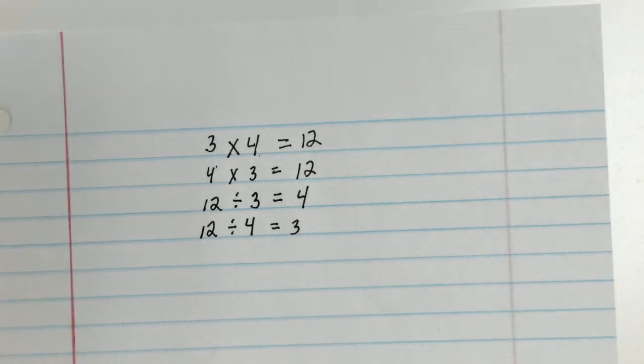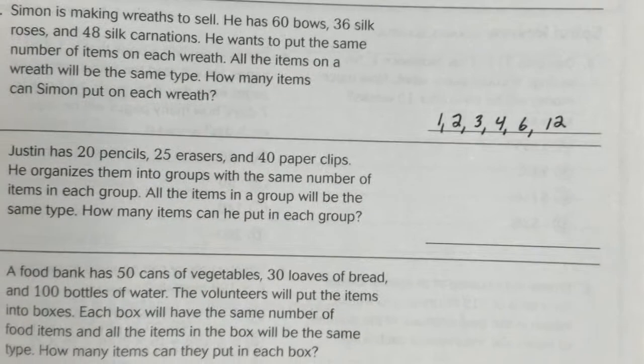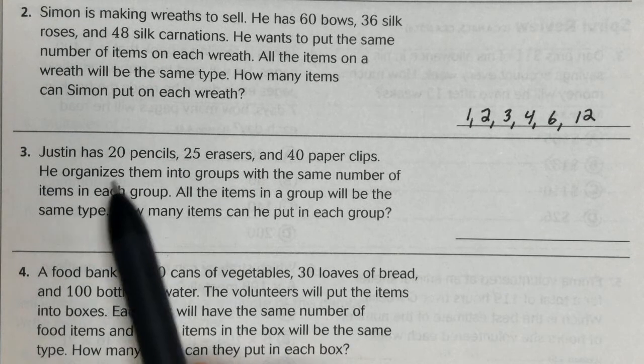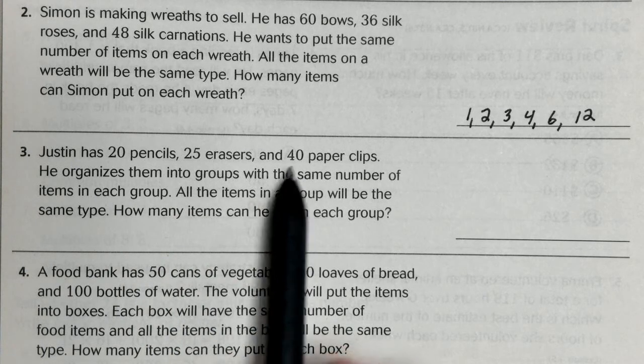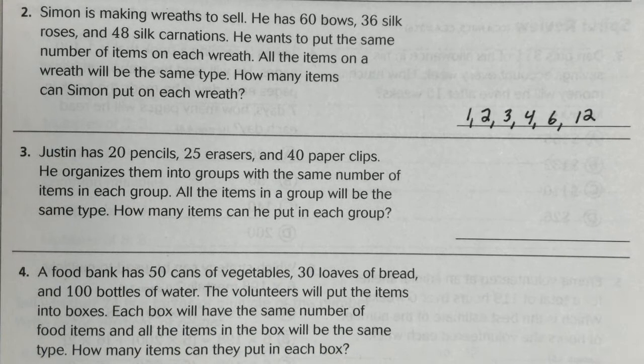So if I have this problem, and I have 20 pencils and 25 erasers and 40 paper clips, and it says he wants to make groups, and every group is going to have the same kind of item in it, and all of the groups are going to have the same number. It's asking about the factors. He's saying, how many can you put in each group? So I have to find the factors of each of those numbers, and then I have to find the common factors. What is a common factor?